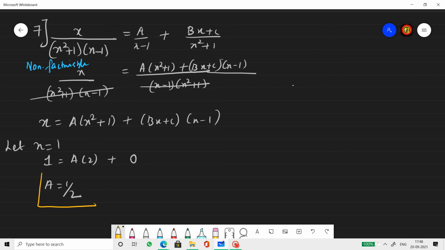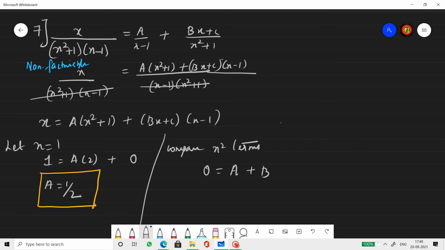And that's all. I don't have any other x values that I can assume from the question. So next is to start comparing the terms. Comparing x square terms, we get 0 equals a plus b, because bx into x will give us bx square. So b, since we know a value, b will be minus 1 by 2.